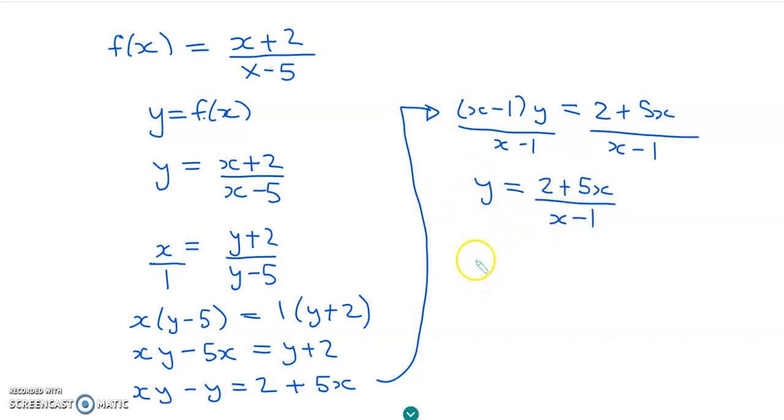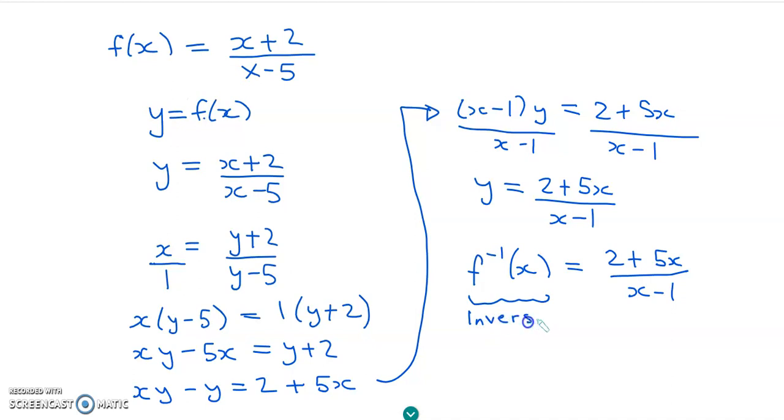And then what you do is you just replace y with f inverse of x. So this is f inverse of x, and what this means is this is the inverse of f. So that's the inverse of the function.